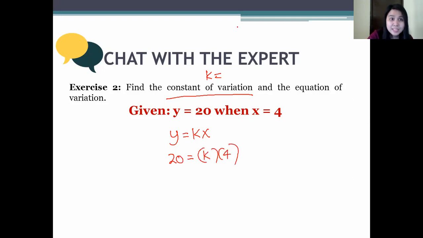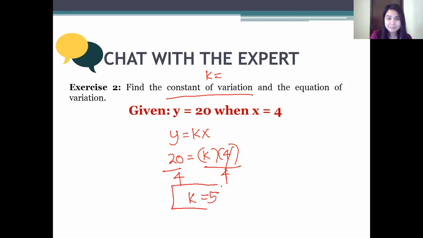Then you need to simplify it. Divide both sides by 4. So what's our constant of variation? k is equal to 5. Very good, AP and Ali.